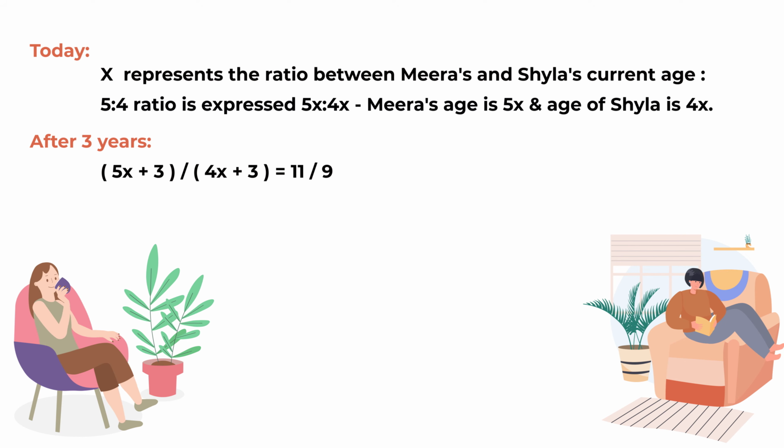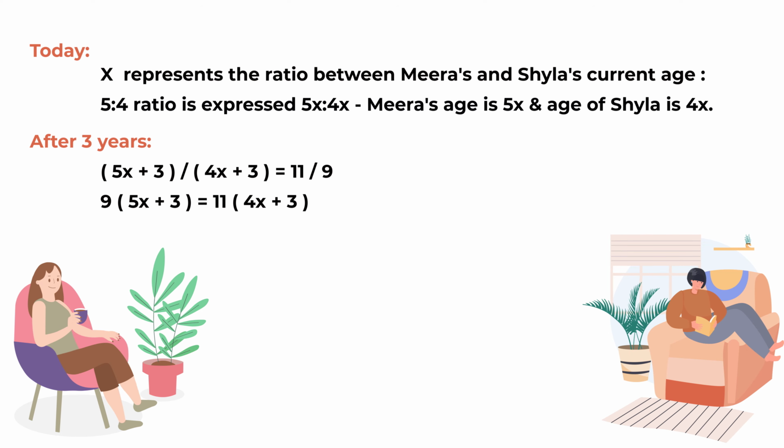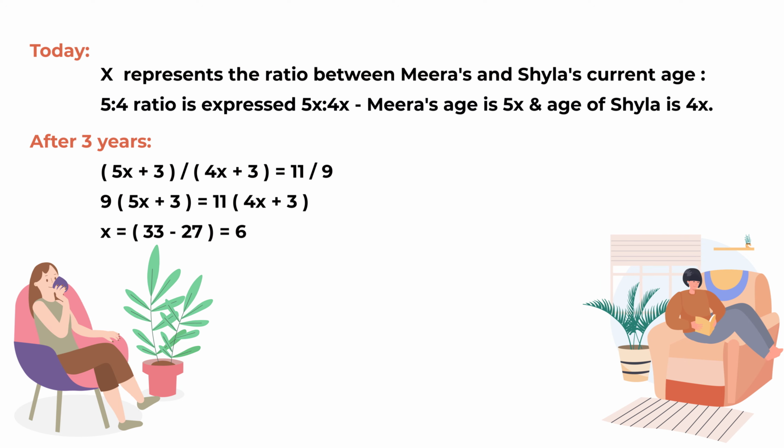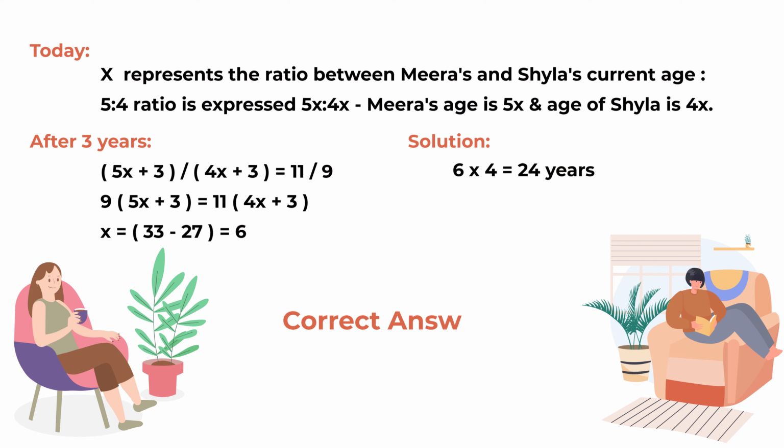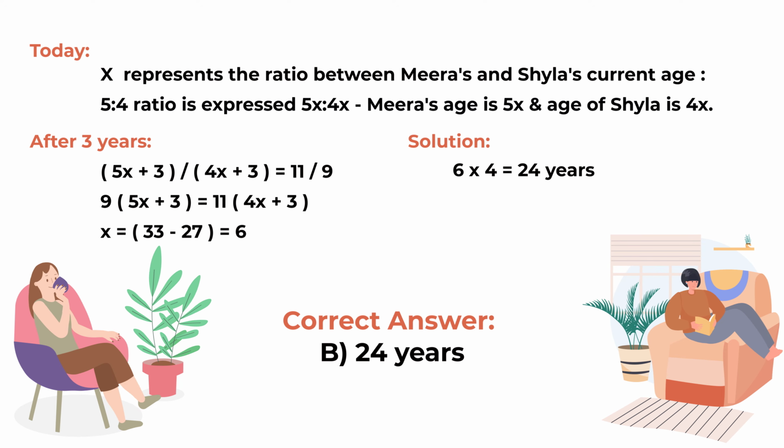After simplification, we will have 9 multiplied by (5x plus 3) equal 11 multiplied by (4x plus 3), which means that x will be equal to 33 minus 27, which would be equal to 6. So to calculate present age of Shyla, we need to multiply 6 by 4, which was her ratio in the initial equation for the current age, which would be equal to 24. So the correct answer is choice B, 24 years old.